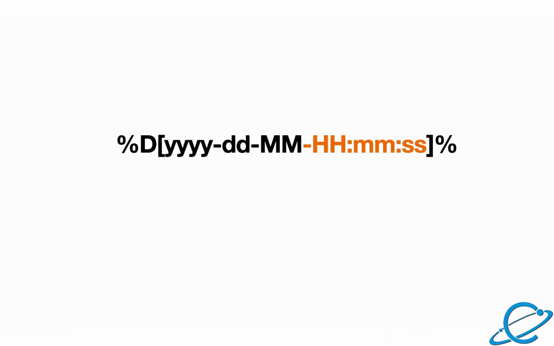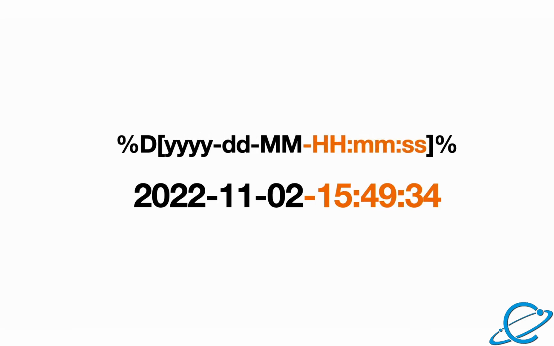Quickly, I would also like to mention that you could add even more parameters to the date macro. For instance, adding HHMMSS would give us the current hour, minute, and seconds. In this example, I've decided to separate the date and time with a dash, and between hours, minutes, and seconds, I've added colons.